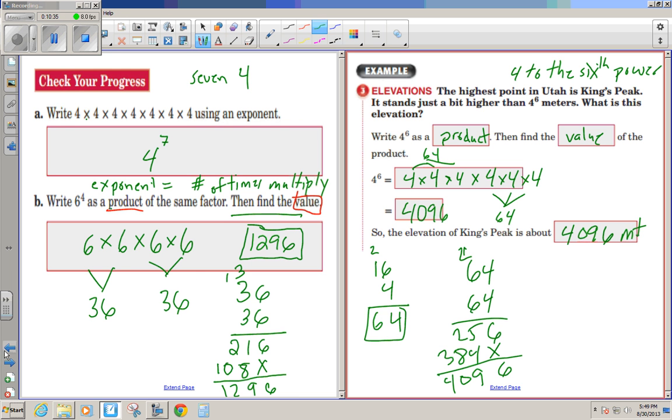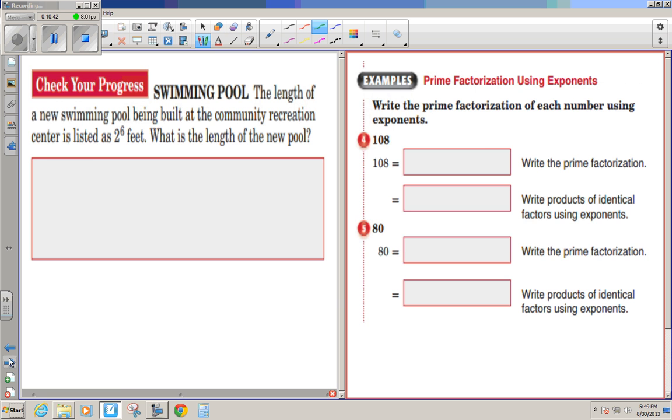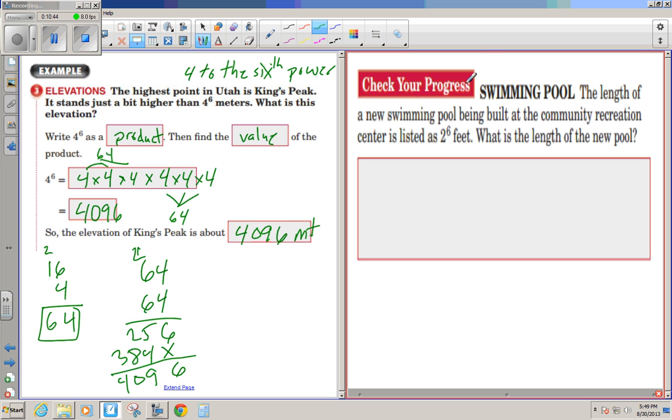All right, rewatch this if I talk too quickly, pause it, try it on your own, do some things to make sure you understand where all that came from. All right, now check your progress. Swimming pool. The length of a new swimming pool being built at the Community Recreational Center is listed at 2 to the 6th. What is the length of the pool?